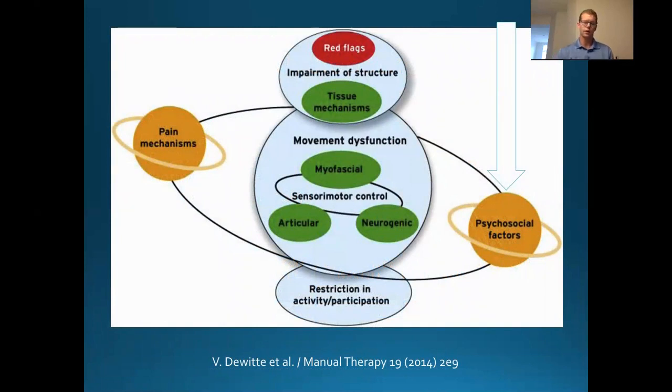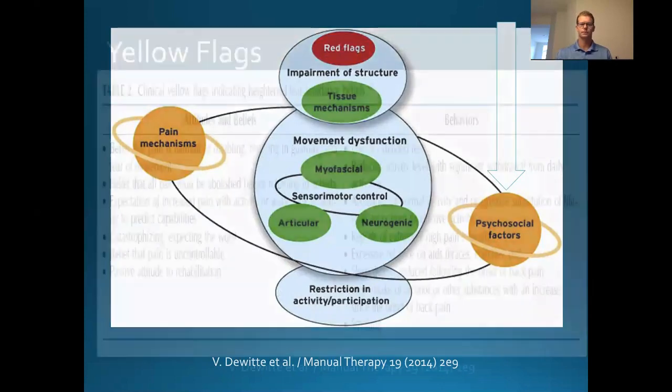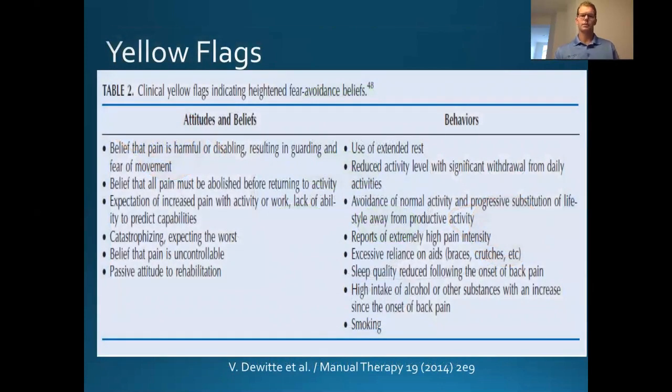Looking back at our algorithm from DeWitt and colleagues, the other thing that we need to rule out after red flags, or keep in the back of our mind, are these other biopsychosocial factors. Anything that could be causing some sort of central sensitization, or anything that could be biasing our mechanical viewpoint, is something we always need to keep on our radar. That's going to be some of these yellow flag type things, so things where someone's going to have a higher pain response versus someone without some of these factors. Some of these yellow flags are, let's say, a belief that pain is harmful, so they're really guarded against their pain.